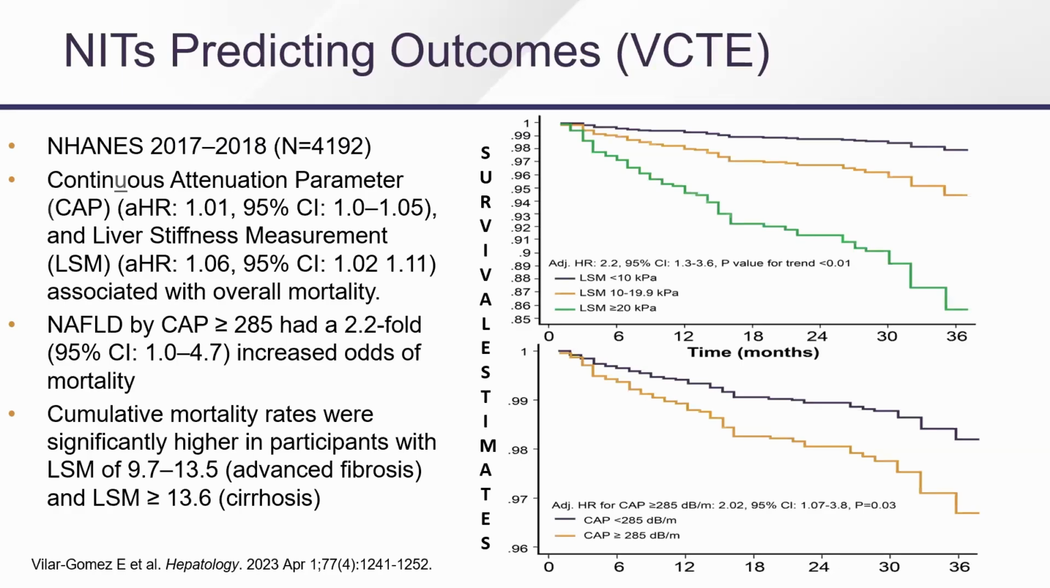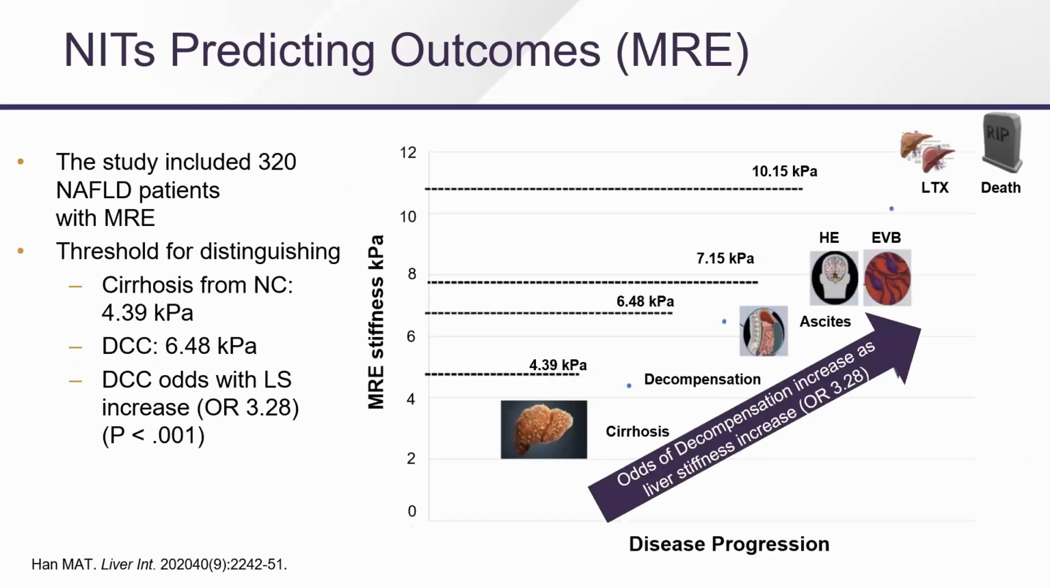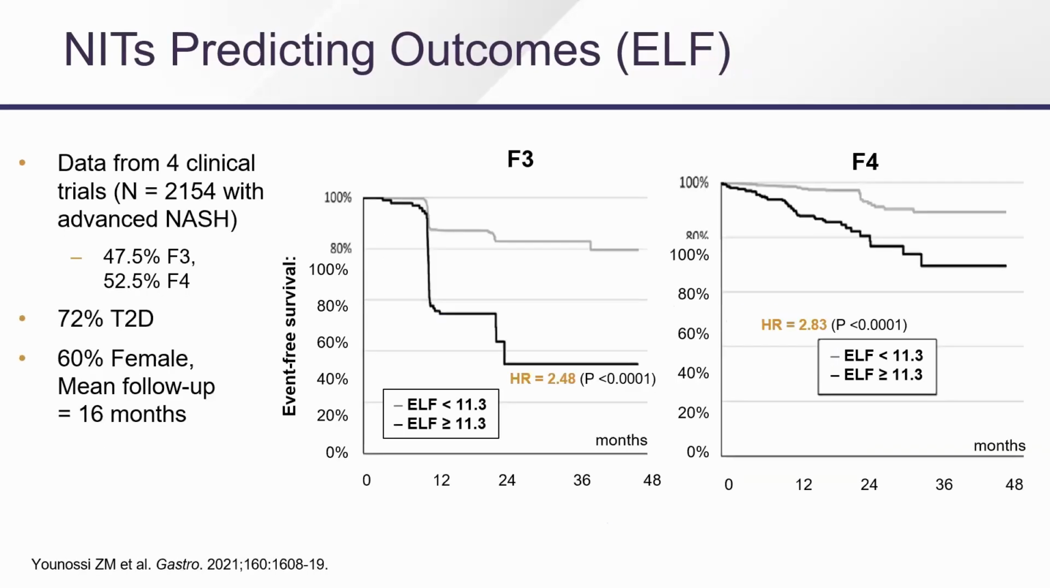On the lower slide, there's a CAP score. This is the steatosis score. And a steatosis score of greater than 285 decibels per minute, again, is associated with decreased survival. As far as ELF, very similar. You can see that ELF with advanced fibrosis, F3 and F4, is again associated with more liver-related events, both in the F3 and F4 categories.